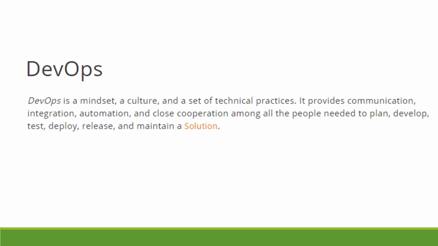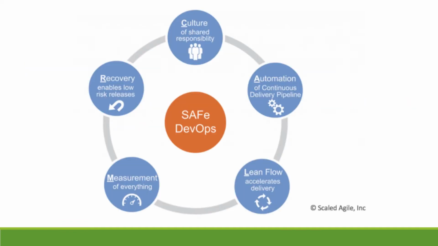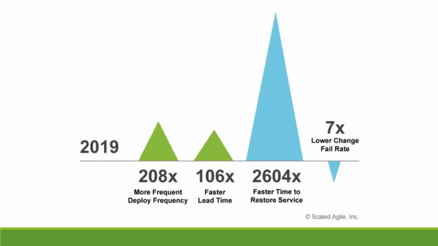And DevOps is a second component of agile product delivery. DevOps is a mindset and a culture, a set of technical practices that helps in CI/CD automation. So they follow a CALMR approach. Culture is very important. Automation, lean flow, measurement of everything, and recovery. So these are the five components of DevOps, SAFe DevOps.